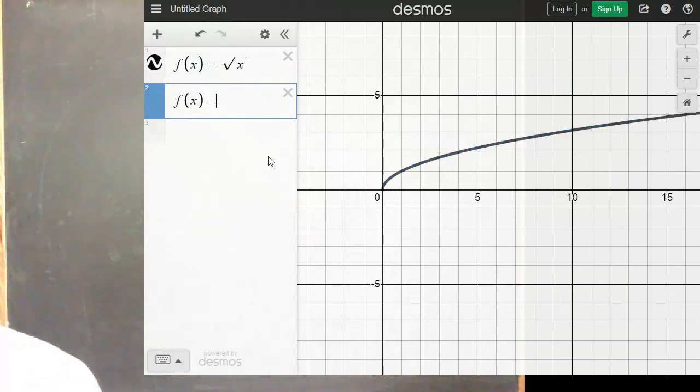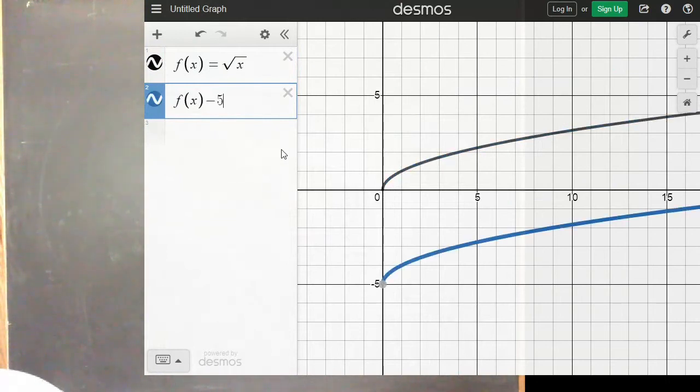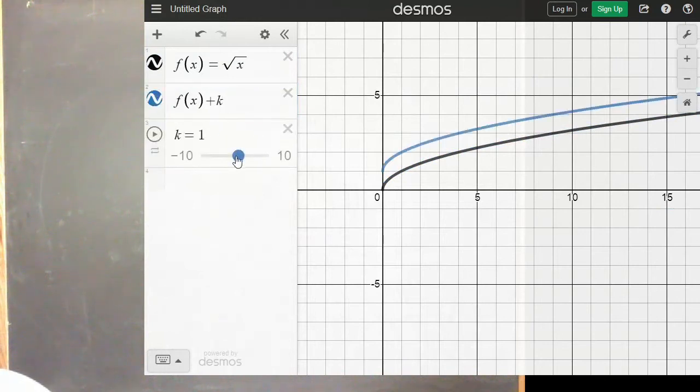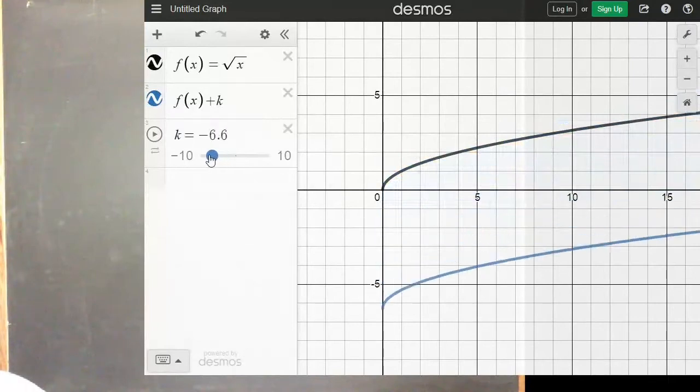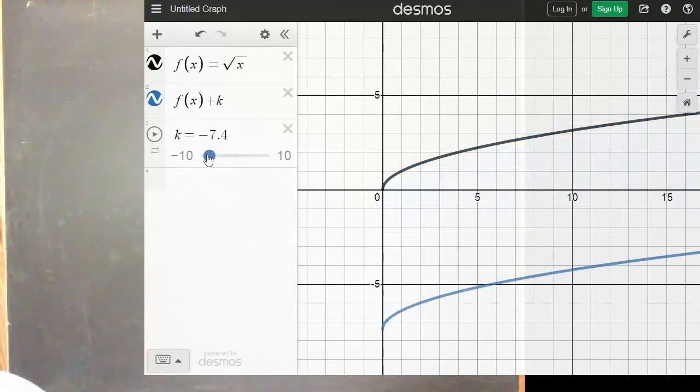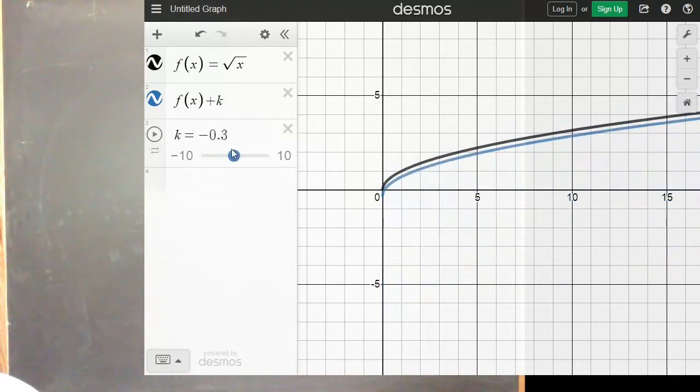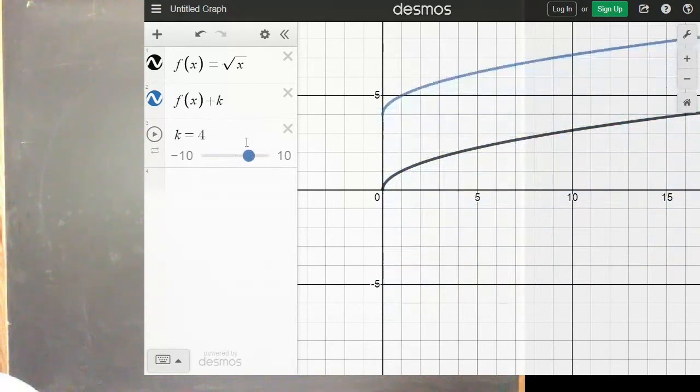So here's -5. And you can see the whole situation if we just put a variable here, plus k, thinking about k as a constant. Desmos allows you to add a slider, and then you can slide around the value of k. So when k is negative, like -7.5, we're 7.5 units down. And then when k is 0, we're on the same graph. And then boom, we're going positive again. Okay? So adding k is a vertical shift.